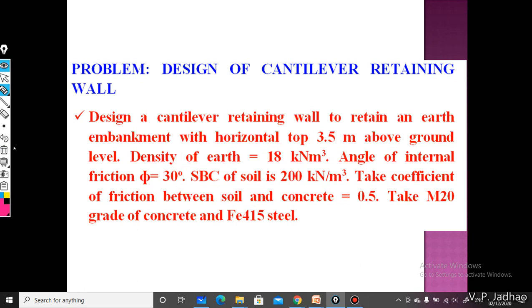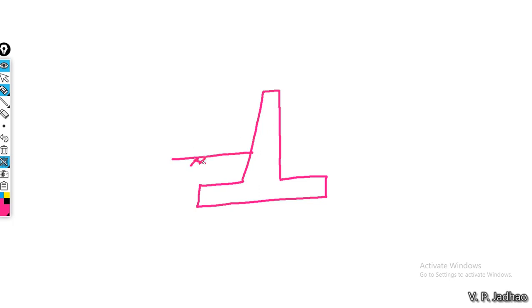In your problem, it is given that some retaining wall is required to be designed. Let us consider this is our ground level, and we have to retain some material which is having a horizontal embankment, and the total height of this retaining wall above the ground level is given as 3.5 meter. We have to design this retaining wall.